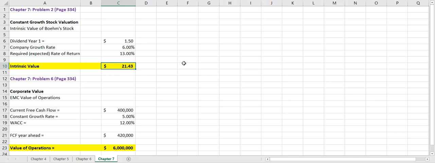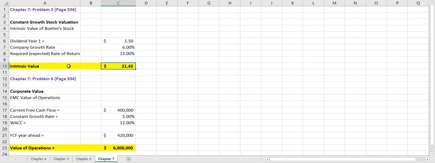Now, in the market, it might be worth $25. Then it's considered in the market overvalued. The market has a higher rating, cost or price than what it's really worth. So the intrinsic value is a way of determining the current value of a stock today.